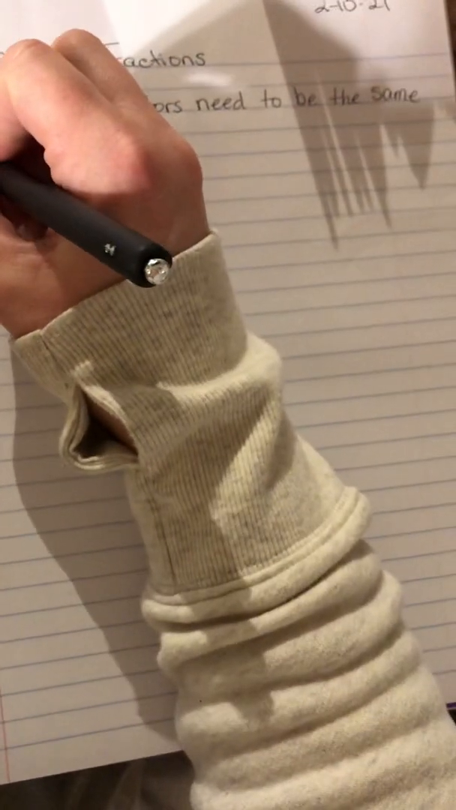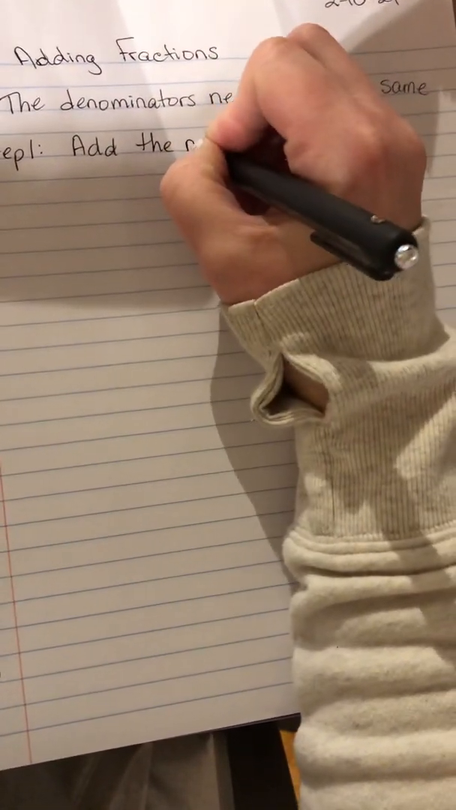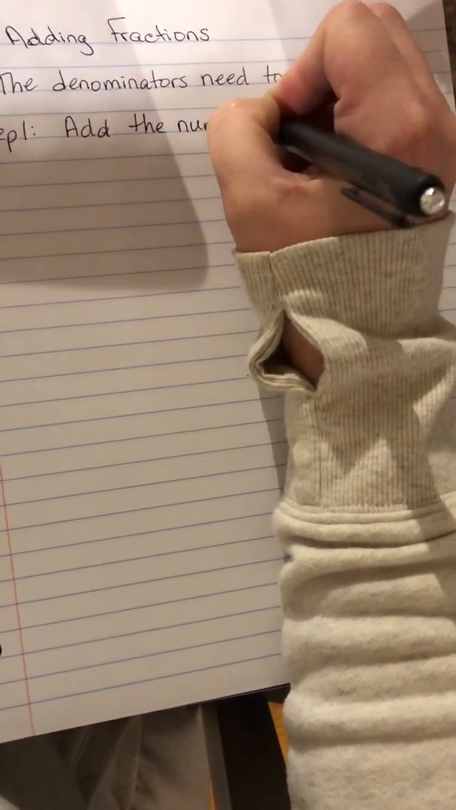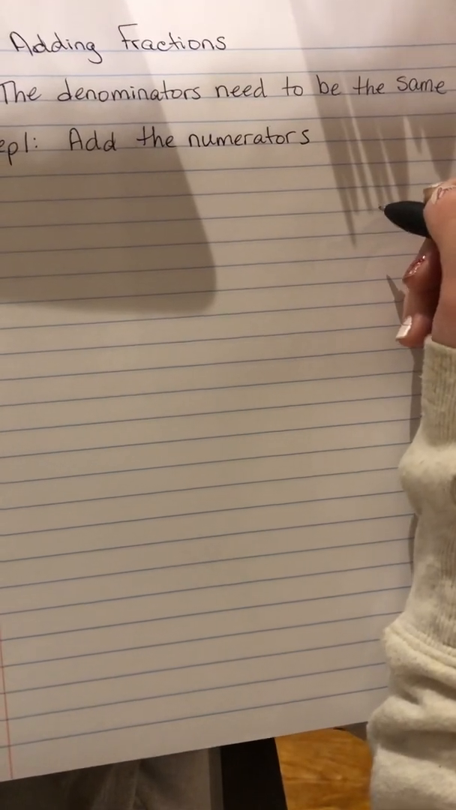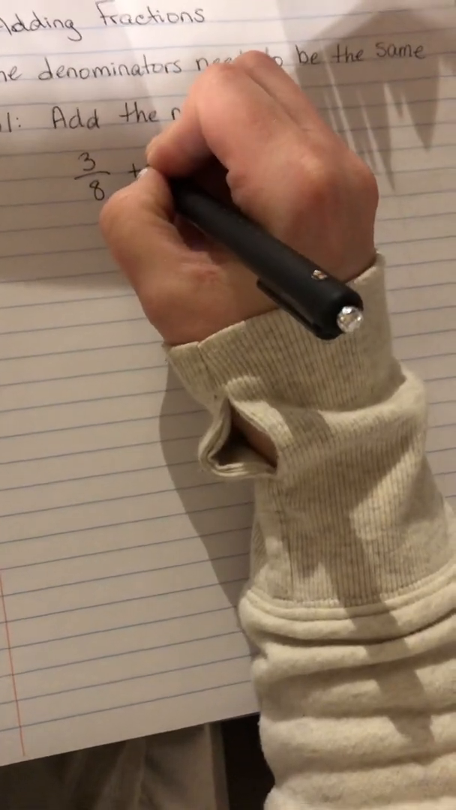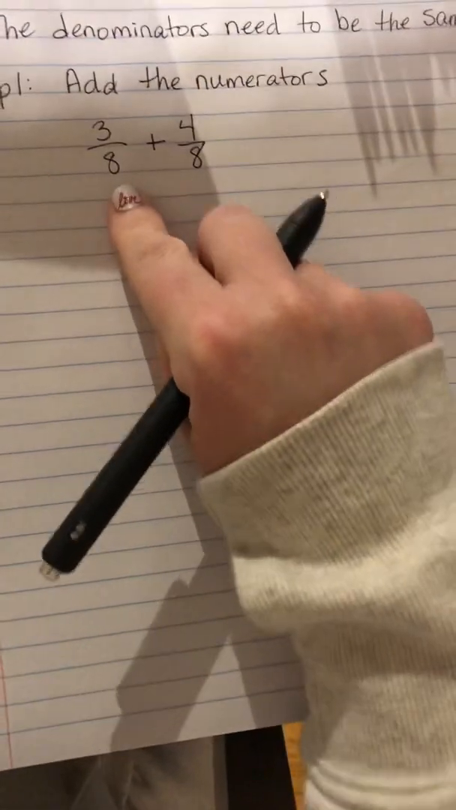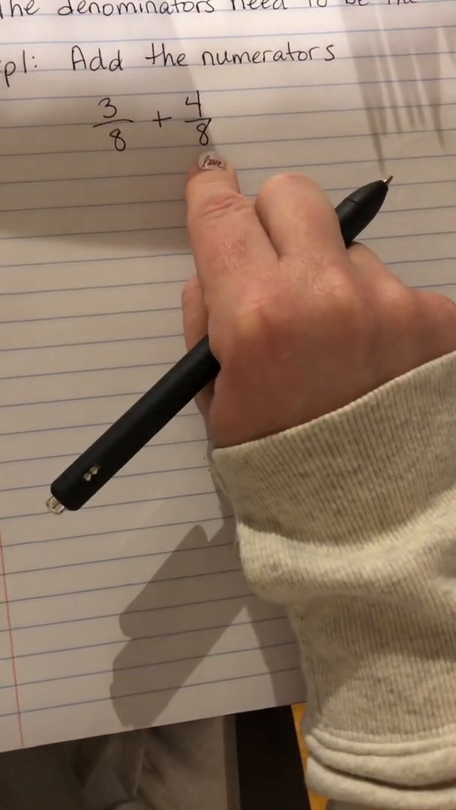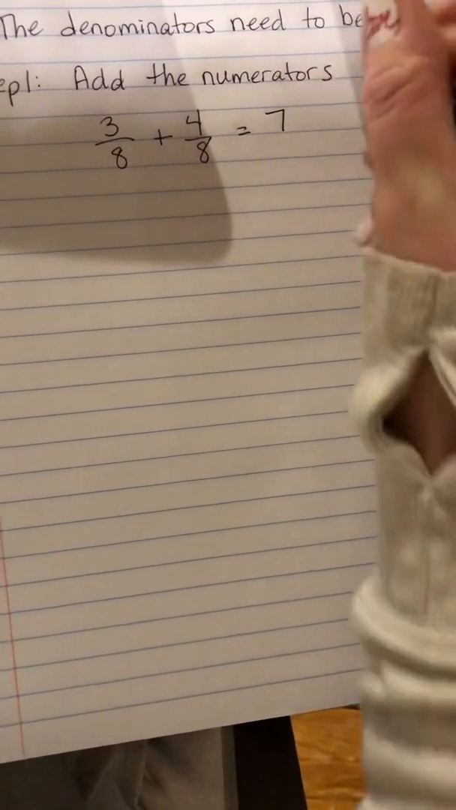We're not going to work on that today. So, step 1, add the numerators. Those are the top numbers. So if I have 3/8 plus 4/8, I first look, my denominators, they're the same. So my first step is to add the numerators. 3 plus 4, 7.